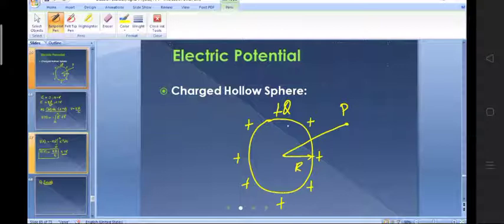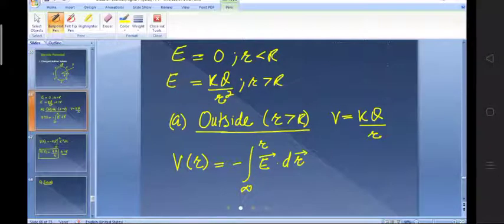This integral invisibly means that's what we are doing. It is the work done in taking a charged particle whose charge is equal to 1 coulomb from infinity to that point, which is point P, at radial distance R from the center.